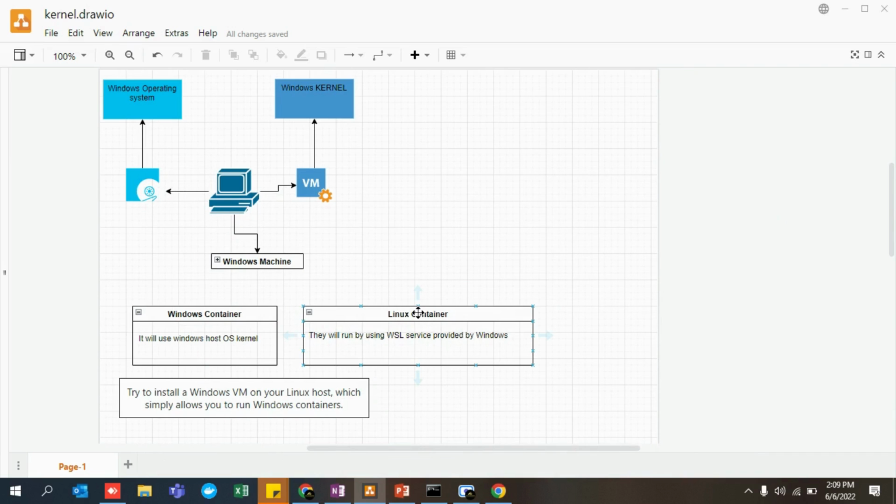And if there is a Linux container you want to run on Windows, you will be able to run all the Linux containers on Windows. Why? Because Windows is providing you a service named WSL, the full form of which is Windows Subsystem for Linux. So this is a service provided by Windows, as a result of which you are able to run all your Linux containers on Windows.